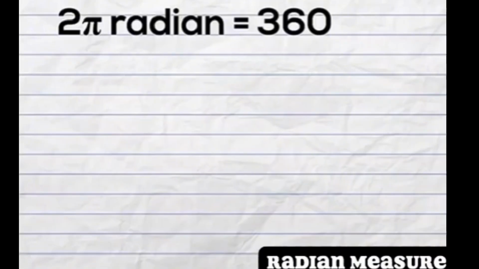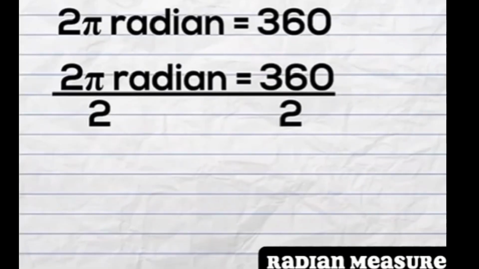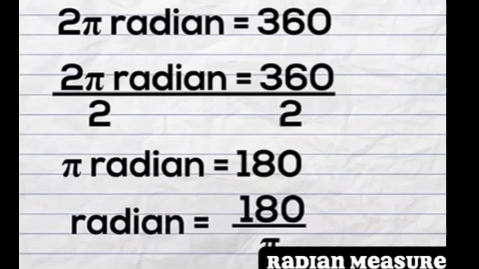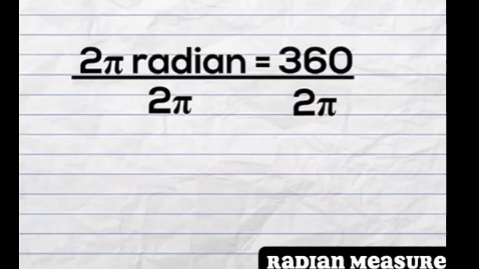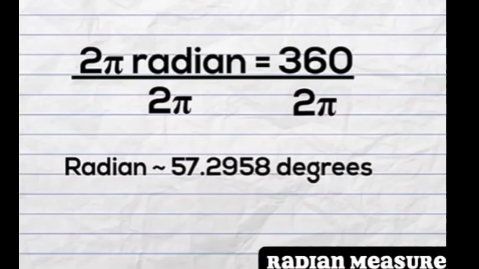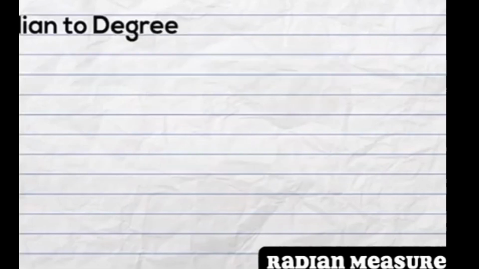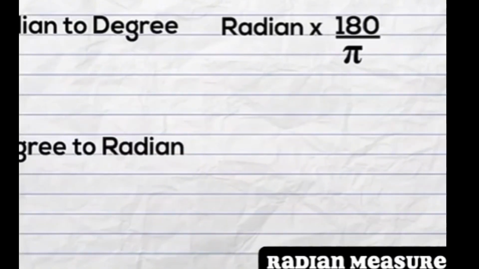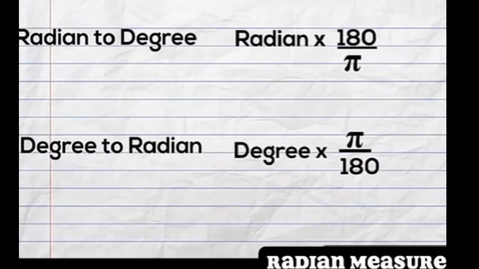If we take just a half rotation, we can divide both sides by 2. 2 pi radians divided by 2 is equal to 360 degrees divided by 2. That tells us that pi radians is equal to 180 degrees, or if we isolate the radian, 1 radian is equal to 180 degrees over pi. We can find the measure of a radian by dividing both sides by 2 pi. When you do this, it equals approximately 57.2958 degrees. Now, if you want to convert radians to degrees, you multiply the radian by 180 degrees over pi. And if you want to convert degrees to radians, you multiply the degree by pi over 180. So, there we go. The radian, another way to measure angle.